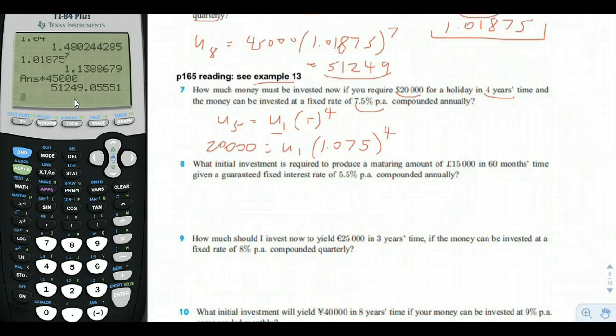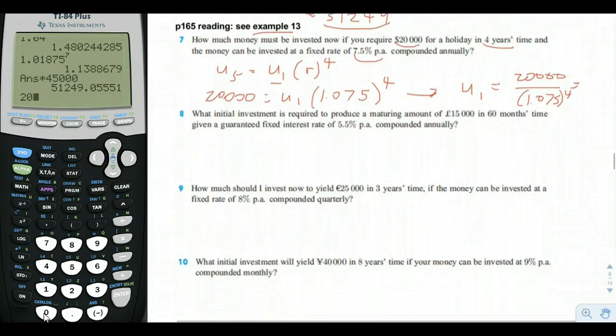And then you can see that you could just use algebra and divide 20,000 by this, and then you would get your value for U1. So you want to do your algebra and solve for U1, okay? So we would have 20,000. You can see that you just have 20,000 divided by 1.075 to the 4th. Now go ahead and work that out on your calculator.